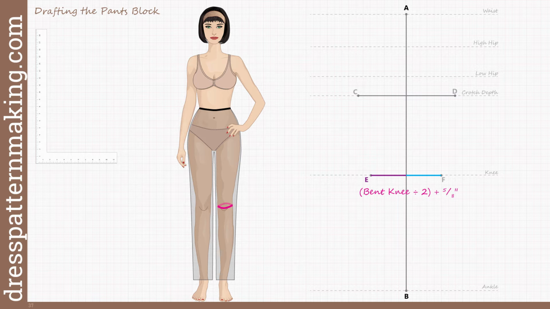Measure that amount on the knee line with the A to B line at the centre. Mark points E and F as shown. Now remember that the knee circumference measurement should be taken with the knee completely bent, as in when you are sitting down.